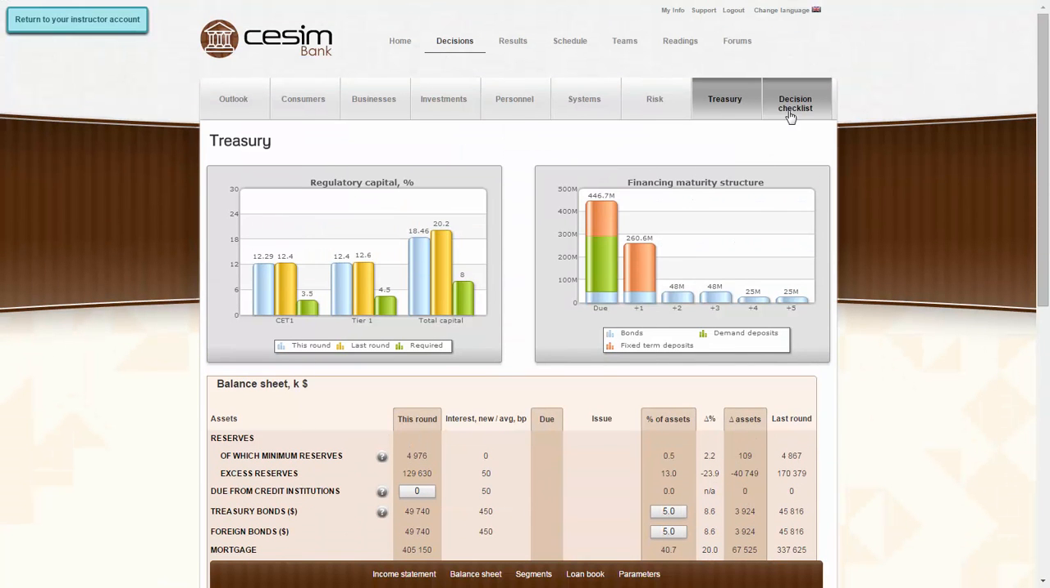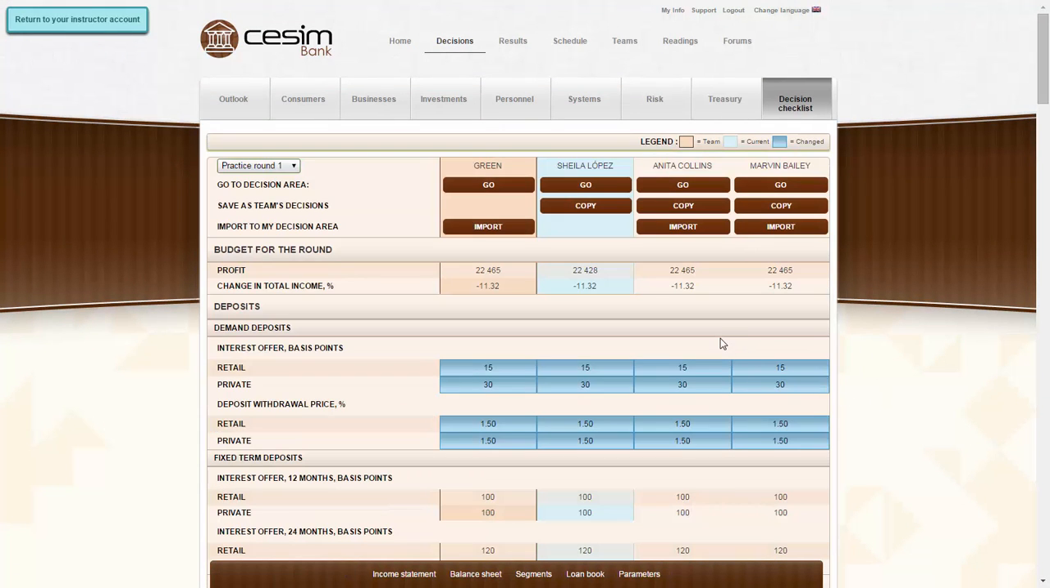Then for the participants, we have the decision checklist, which is very handy when you operate in teams. In our example, we have 3 members. We have Sheila, Anita, and Marvin in the same team, and each participant can make their own decisions. Here these 3 participants can make their own decisions, and then before the deadline they can discuss and share ideas about what decisions they should be using as the team decisions.